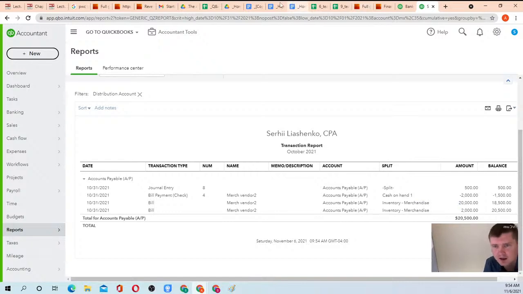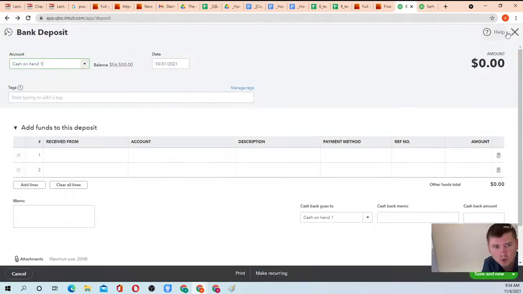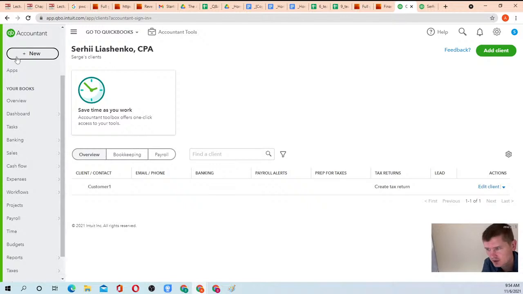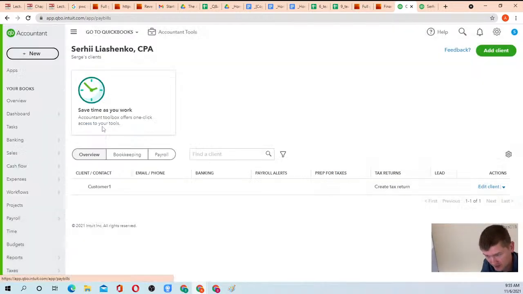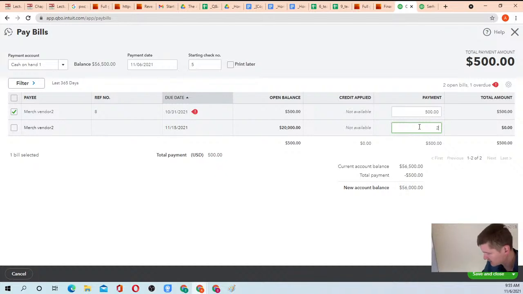Okay, now we go and pay the bill. To pay the bill, again, we do not use bank deposit. We should use pay bills. Okay, we have some overdue bill here, but we don't care much about it. Let's just pay two bills. 520,000. So we are paying both of these bills, and we save and close.